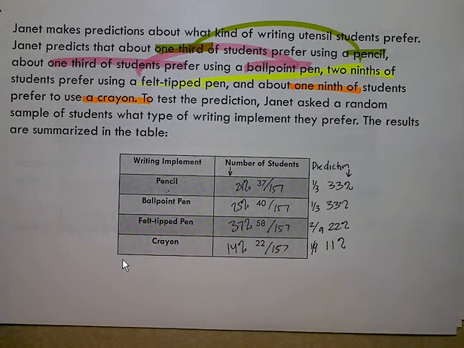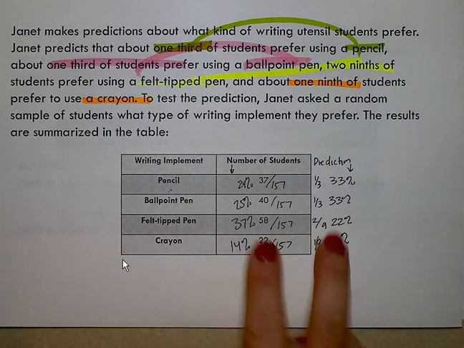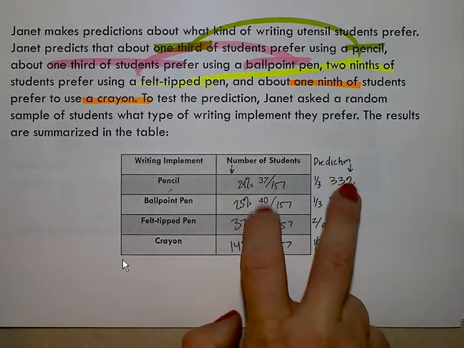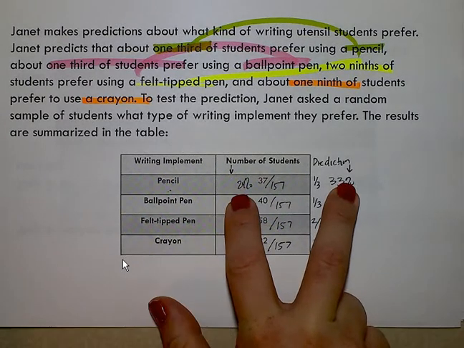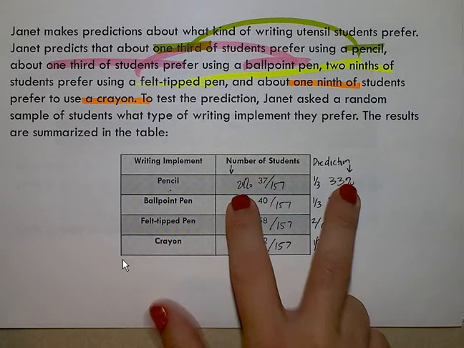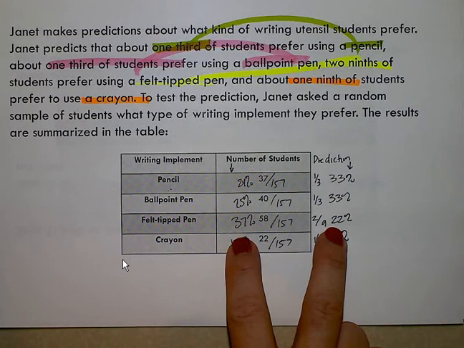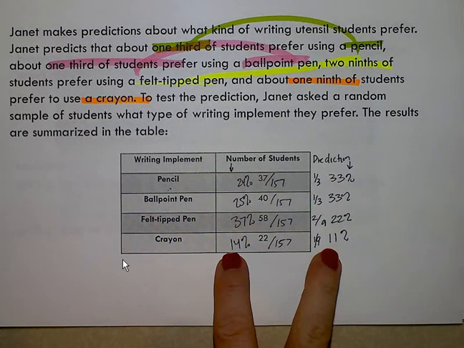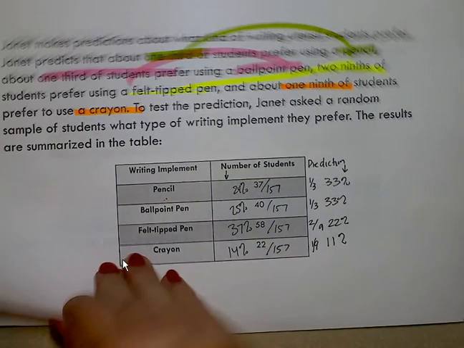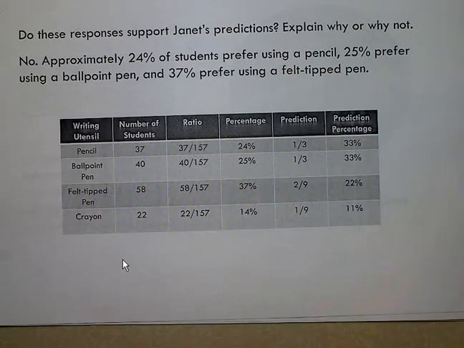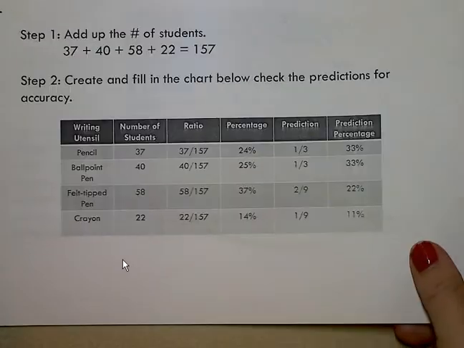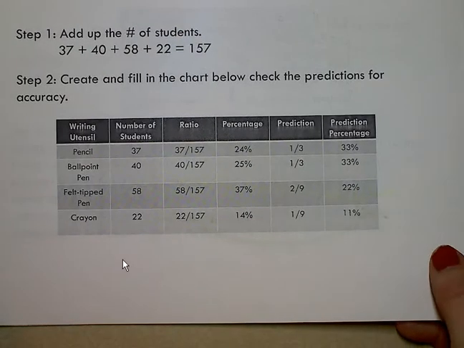Okay, let's summarize the results. So, was her prediction accurate with the actual results for a pencil? No. What about a ballpoint pen? No. A felt tip pen? No. What about a crayon? Yeah, it was real close. There we go. If you go to the actual PowerPoint, you can see it's done a little bit neater. It's the exact same concept.